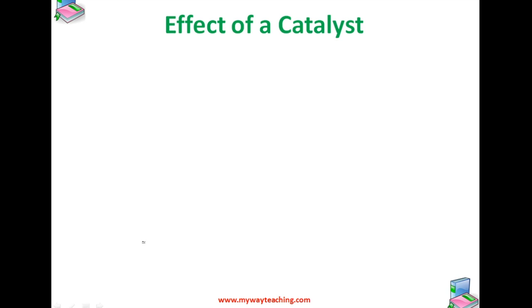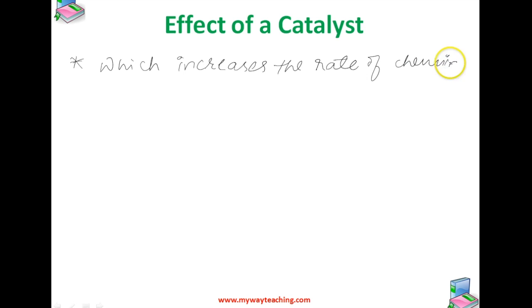A catalyst increases the rate of the chemical reaction by making available a new low energy pathway for the conversion of reactants to products. So the general concept of catalyst is that it increases the rate of chemical reaction. Okay, it increases the rate of forward products.